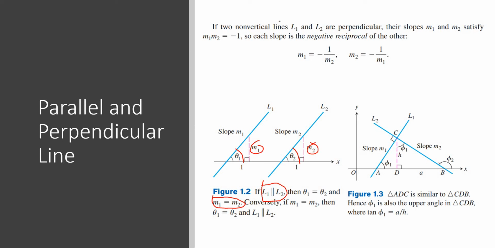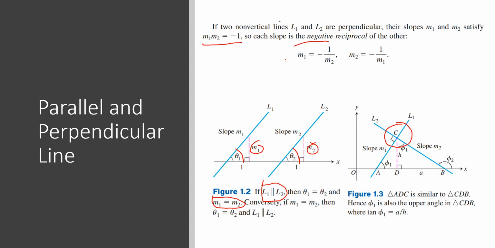Now, a perpendicular line is kind of the opposite of that. It's where we have two lines that cross each other and form a 90-degree angle, like this. The textbook definition of that occurrence is: if two non-vertical lines L1 and L2 are perpendicular, their slopes M1 and M2 satisfy M1 times M2 equals -1. So if we have two lines and their slopes, if multiplied together, equal -1, we have a perpendicular set of lines. So each slope is the negative reciprocal of the other.